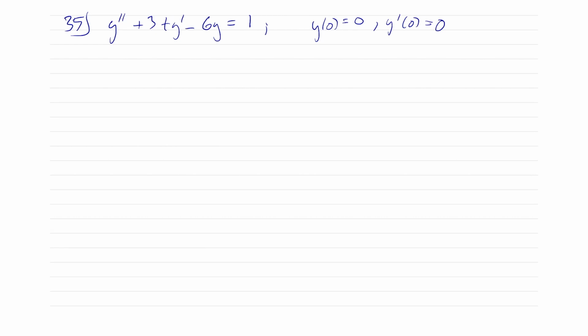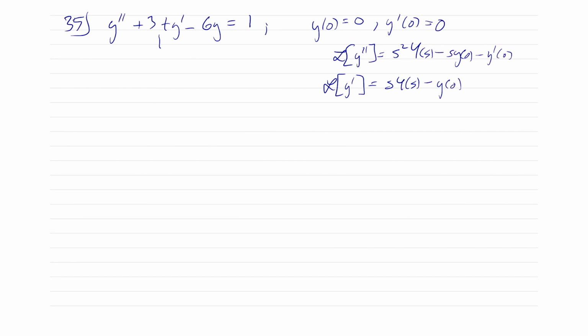And what's going to come down to this is, again, we have our Laplace transform of y double prime being s squared times Y of s minus s times y of 0 minus y prime of 0. We know also that the Laplace transform of y prime is s times Y of s minus y of 0. But the thing is, we don't have y prime times a constant. We can't just pull a t out of the Laplace transform.